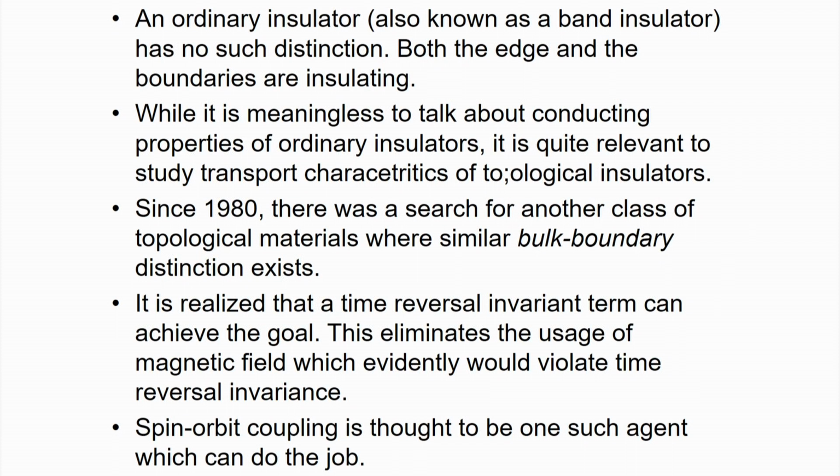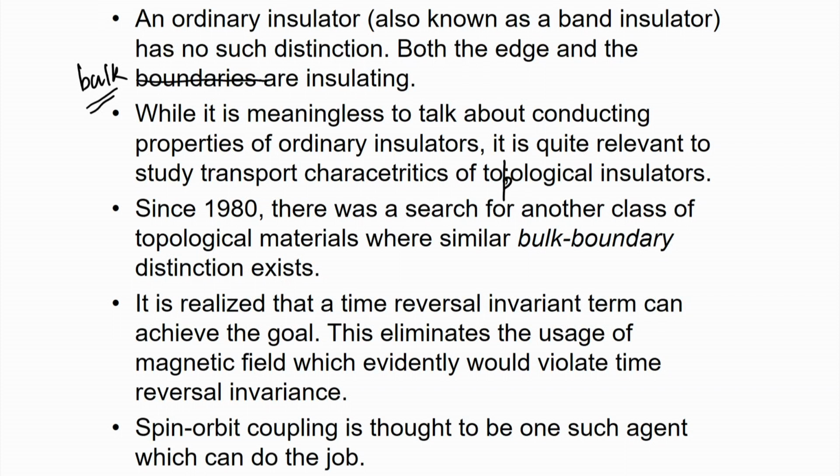So, an ordinary insulator, as I said, is also known as a band insulator, and has no such distinction. In which case both the edge and the bulk, please make this correction, are insulating. Edge means boundaries. While it is of course meaningless to talk about conductance properties of ordinary insulators, it is quite relevant to study the transport characteristics of topological insulators.